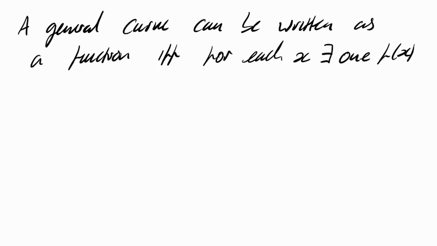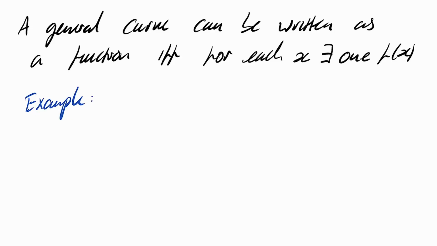We get used to thinking of functions and curves as the same thing, but this isn't quite true. A curve can only be written as a function if it has a particular property. Provided a function assigns for each x in the domain only one number, f of x, then it's a function. Otherwise, a curve is not a function. Let's have a look at a couple of examples. A general curve can be written as a function if and only if for each x there exists precisely one f of x. As an example, let's consider the parabola x equals y squared plus 1.